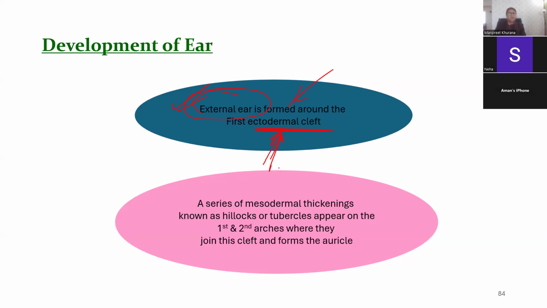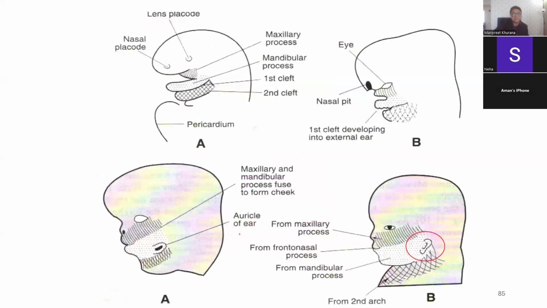Then a series of mesodermal thickenings, known as hillocks or tubercles, appear on the first and second arches where they join this cleft and form the auricle. So the auricle is formed from hillocks or tubercles on the first and second arches. They join this cleft. So the external auditory meatus is this, and this auricle is formed from the first and second arches.